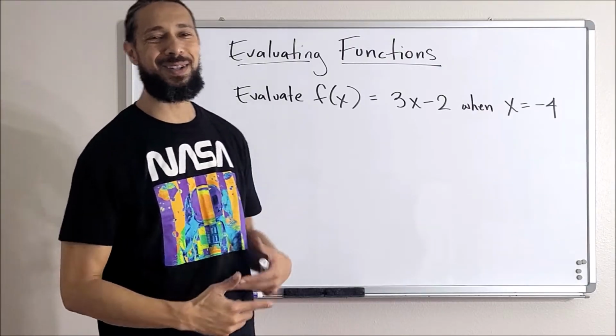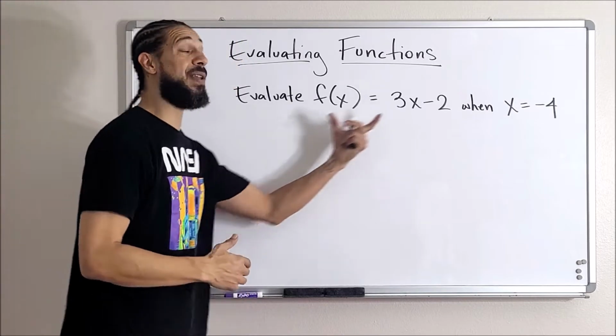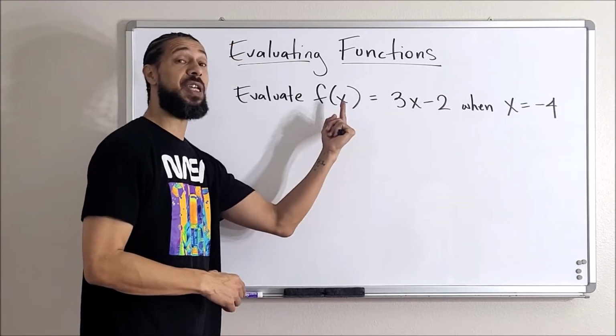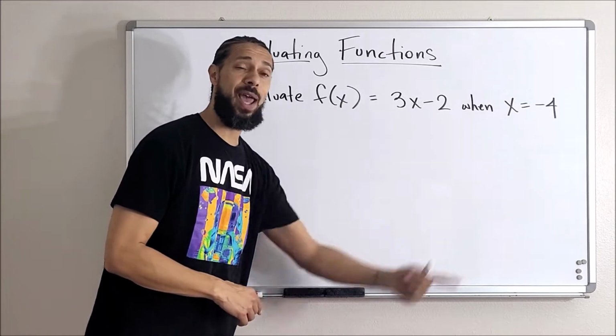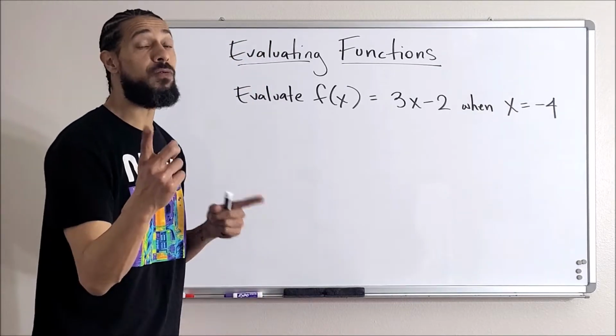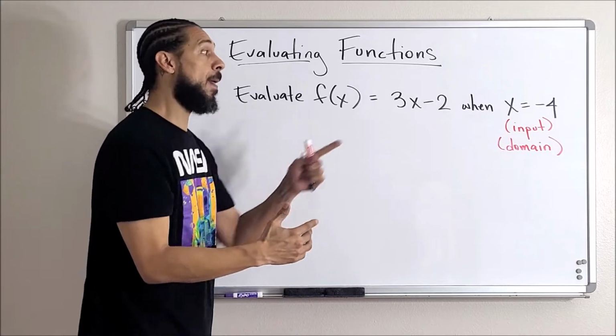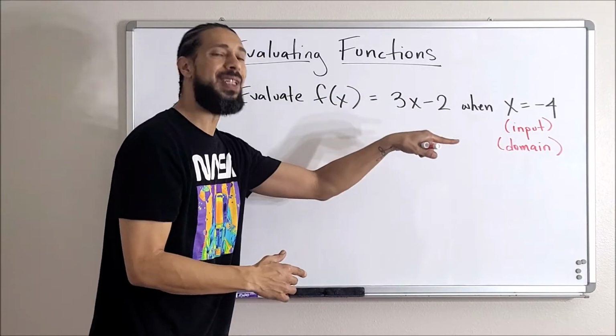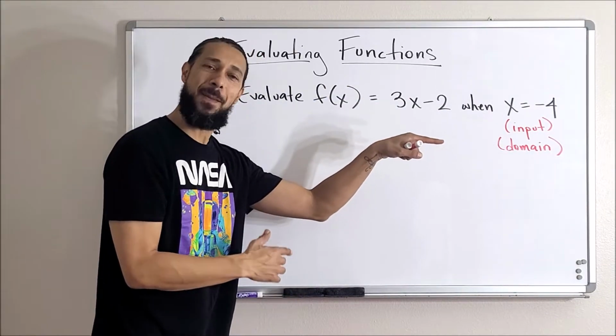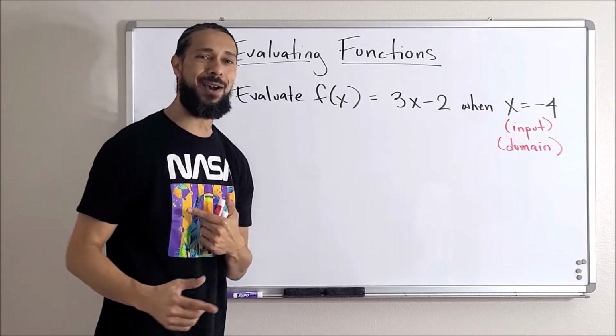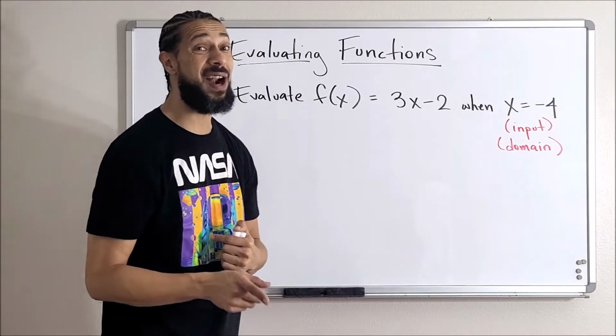A problem might look something like this, right? We're going to evaluate this function, a function using x as the variable, when x is -4. So real quick, just to remind you of some function vocabulary, that number that I'm going to put in is called an input. Remember, our inputs are all domain values. Remember that for later.